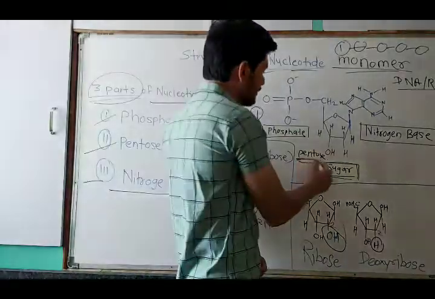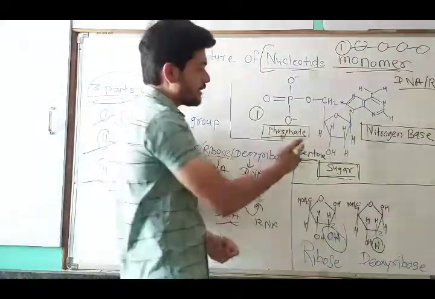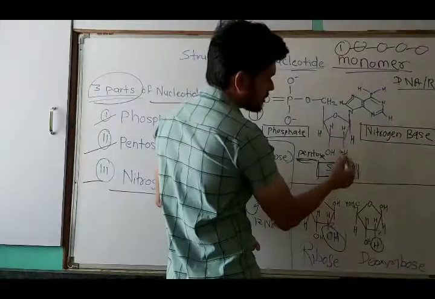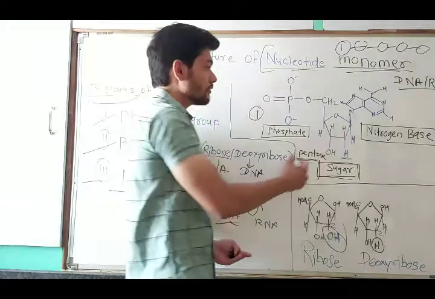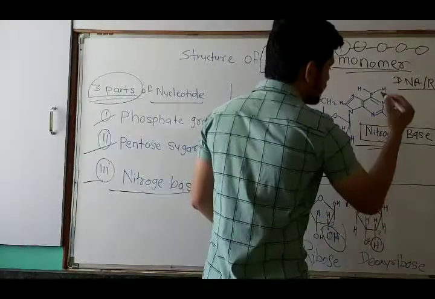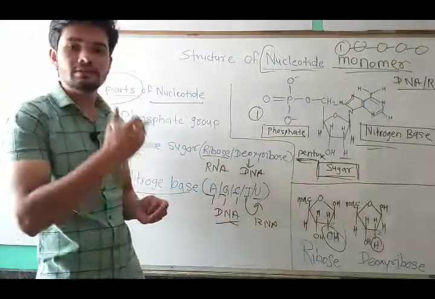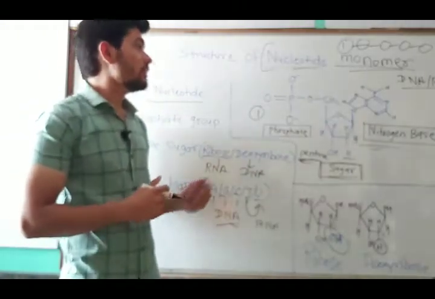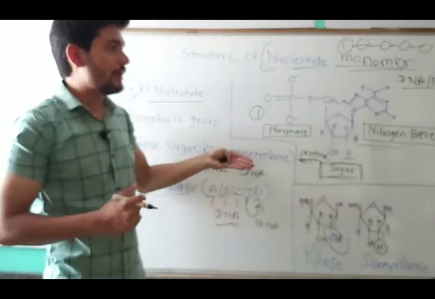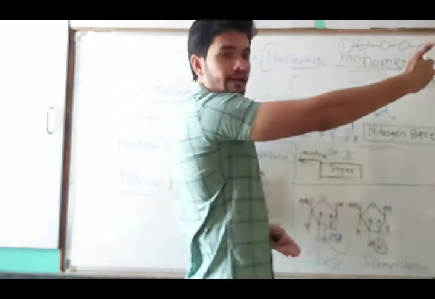The second one is pentose sugar, which here is in case of RNA. Here you can see the hydroxyl group is absent, so this is ribose sugar. And the third component is the nitrogen base, which is inside the DNA of the organisms. So this is the structure of nucleotide.